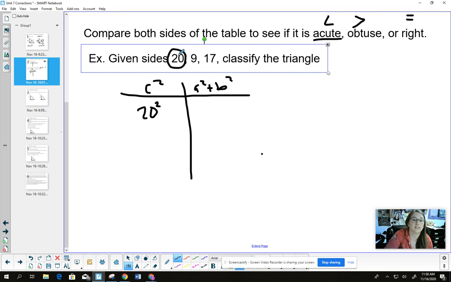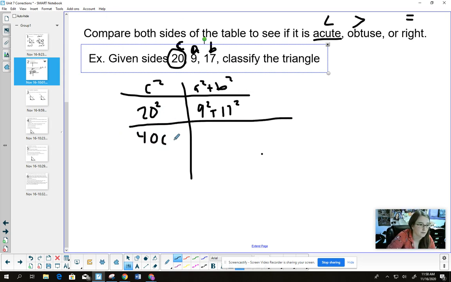Now again, this is just C. I need C squared here. And then this would be 9 squared and 17 squared. This would be my A and my B. So it does not matter the order. Again, if they had given the sides 9, 17, and 20, 20 is still going to be C because it's the biggest side. So you have to compare them then. This is 400. I know this is 81. And then 17 squared, I don't know off the top of my head. That's 289.